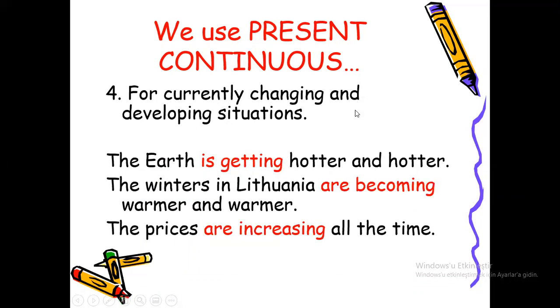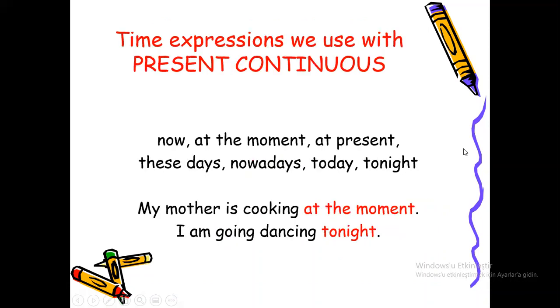For currently changing and developing situations, the earth is getting hotter and hotter. The winters in Lithuania are becoming warmer and warmer. The prices are increasing all the time. Currently changing and developing situations. Usually we also use present continuous with those situations.